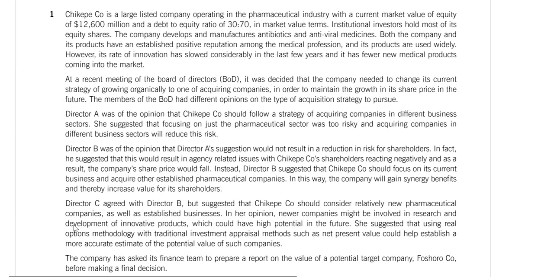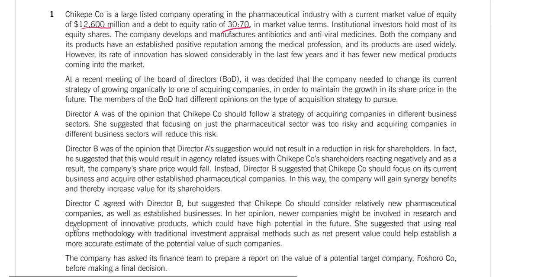Okay, this company is a large listed company operating in the pharmaceutical industry with a current market value of equity of 12,600 million and a debt equity ratio of 30:70 in market value terms. That means equity value is 12,600 and debt to equity ratio means debt is 30, equity is 70.